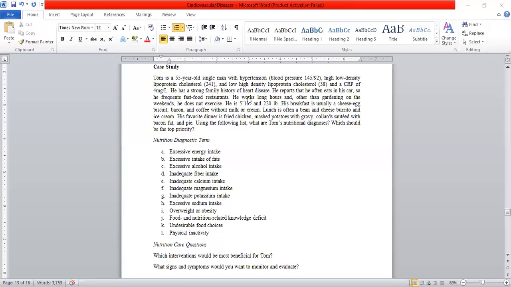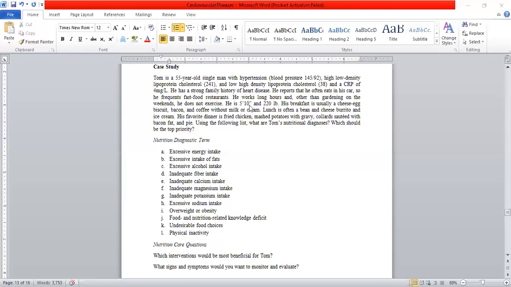The saturated fats are the solid ones, the unsaturated are the liquid. The liquid ones are preferred because their level of cholesterol is not as high as in the solid fat. So in this case, you cannot tell the type of fat used in the restaurant, and that's why this is a risk factor, showing that the dietary habit is not okay. Apart from that, he works long hours, and other than gardening on the weekends, he does not exercise. So the physical activity level is a bit low.